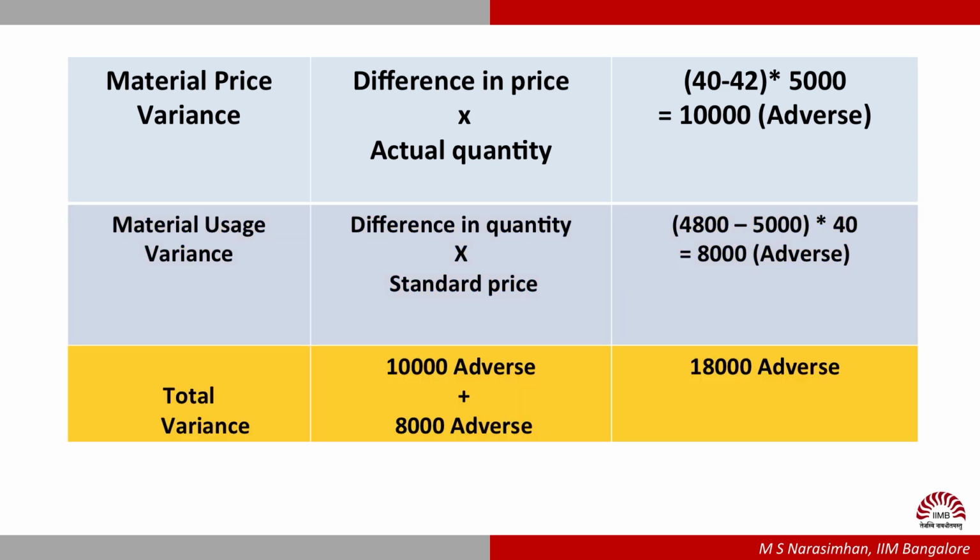The total variance is sum of the price variance and usage variance or efficiency variance. That is 10,000 rupees adverse plus 8,000 rupees adverse, and the total variance is 18,000 adverse. In the above example, we have an implicit assumption, that is material consumed is equal to material purchase. However, in many cases, material purchase is slightly more than material consumed.